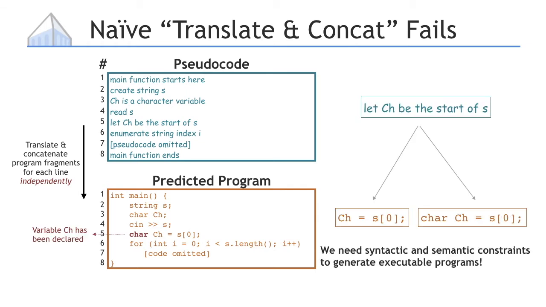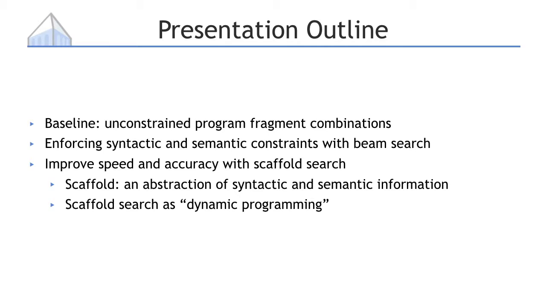For example, there are two interpretations of the pseudocode "let ch be the start of s." It can be declaring a new character variable ch and setting it to the value of the first character of s, or simply setting the value of an already declared variable. Choosing between these two options requires the program context. We need to use syntactic and semantic constraints to disambiguate.